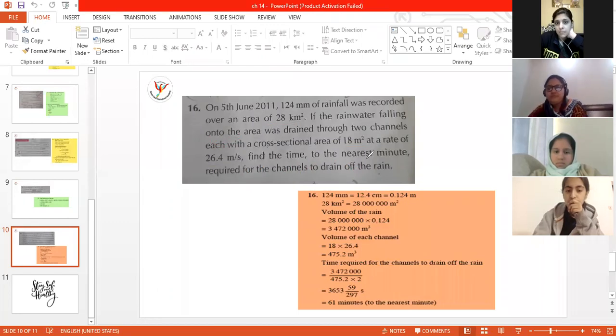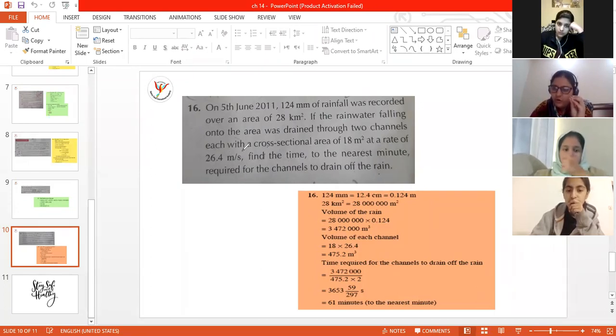Okay, see, the total rain recorded is 124 millimeter. The rainwater was falling onto an area whose total surface is 28 kilometer square. Clear?